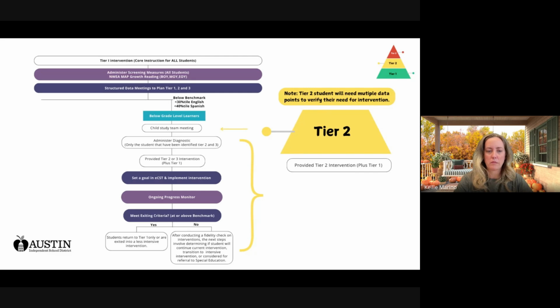If, at the next MAP Growth Screener, the student is at or above the benchmark, they can exit to less intensive instruction. If the student is still below the benchmark, the CST team will determine if the student will continue the current intervention, transition to intensive intervention, or be considered for referral to special education.